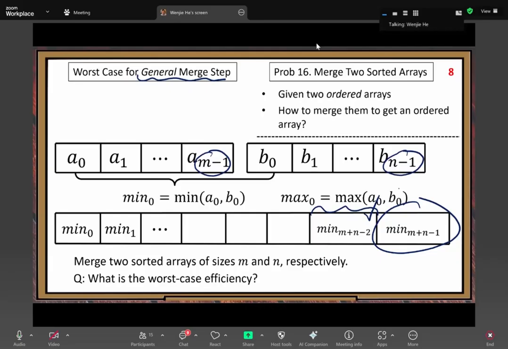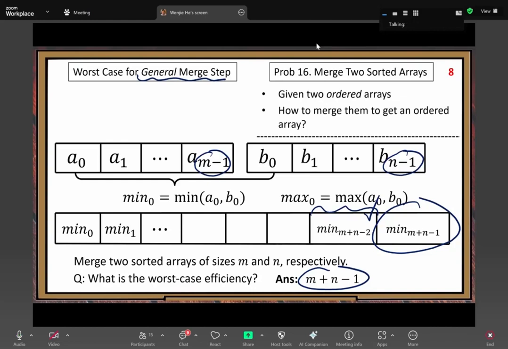Total number of elements minus 1. So m plus n minus 1. That's the general formula. Okay? So that's the general merge step.